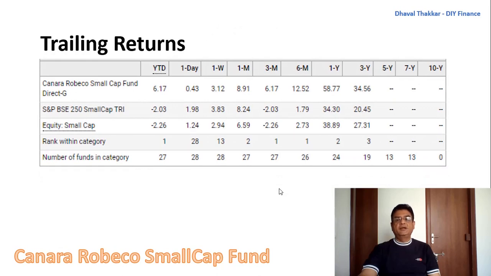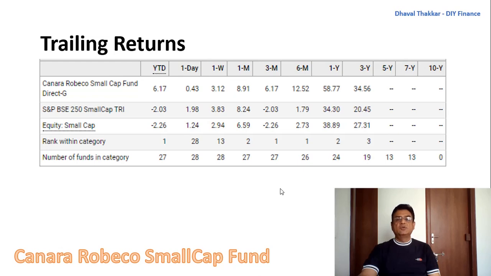On comparing the trailing returns for 3 months, 6 months, 1 year and 3 years, it easily beats the benchmark and the category average with a good margin. Returns of more than 3 years is not available as the fund is only around 3 years old.